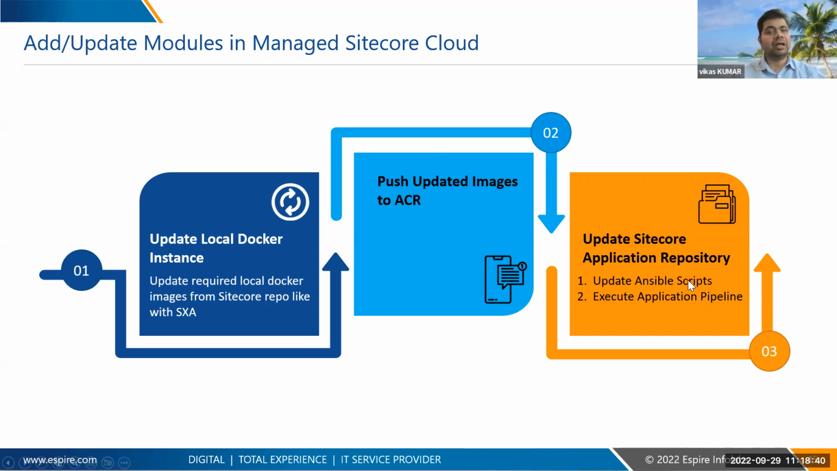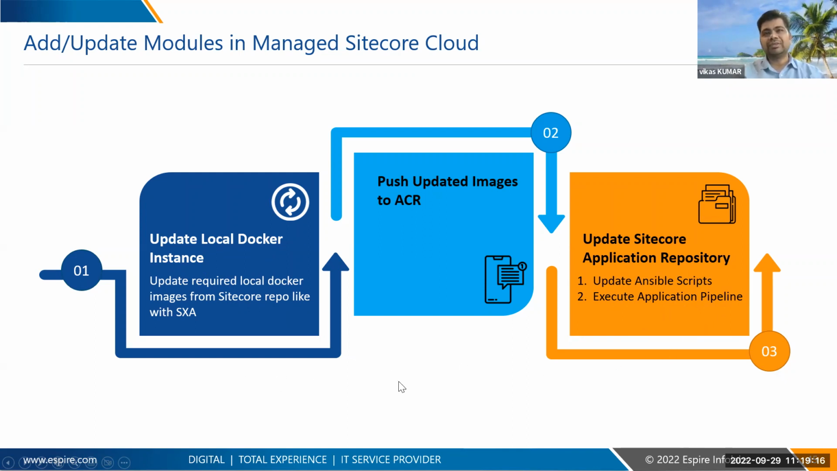But here you might have to update again in the process that I explained just now, like creating a feature branch, updating it, the changes required for SXA, PowerShell, or any extra module that you want into your cloud. Update your Ansible scripts as per the Sitecore documentation and execute the pipeline. So that way your local instance is done, your ACR has the images with the module that you want, and also you have your Azure Kubernetes, the Sitecore instance with the latest changes.